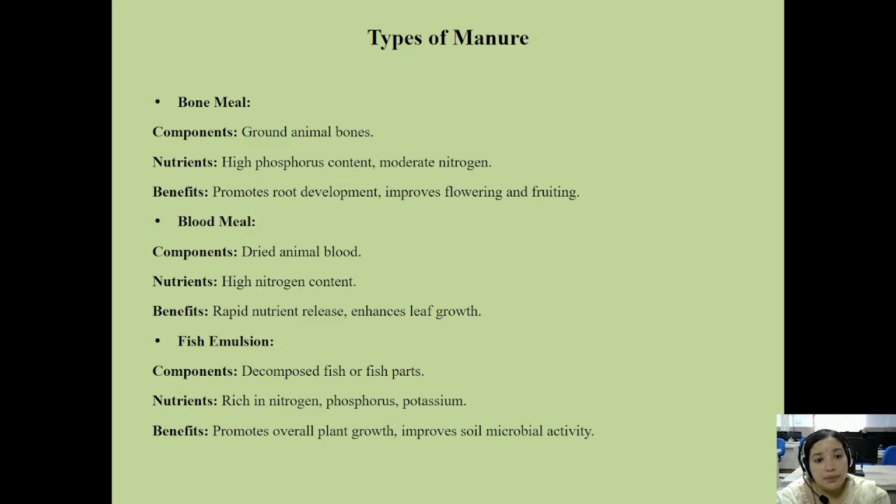Blood meal: the component is dried animal blood, the nutrient is high nitrogen content, with rapid nutrient release, and it enhances your leaf growth. Fish emulsion: the component is decomposed fish or fish parts, rich in nitrogen, phosphorus, and potassium. It promotes your overall plant growth, improves your soil fertility, and microbial activities.